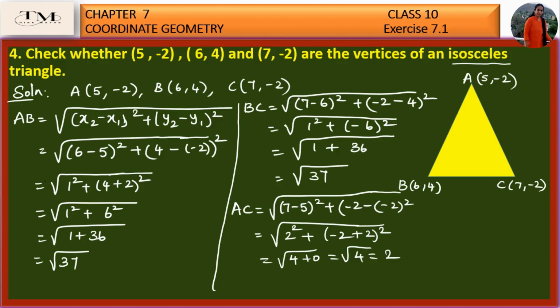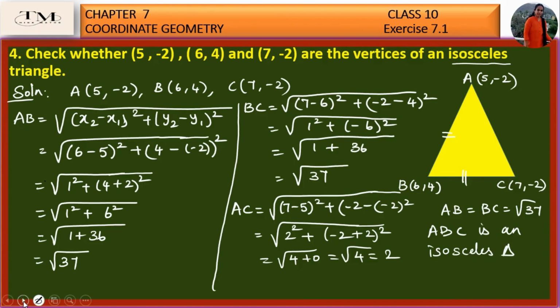So if you check AB, BC, AC, you will find that AB is equal to BC. So AB distance and BC distance are equal. So AB is equal to BC is equal to root 37. So if any two sides of a triangle are equal, then ABC is an isosceles triangle. Okay, children, I hope you can understand this problem. So moving on to the next question.